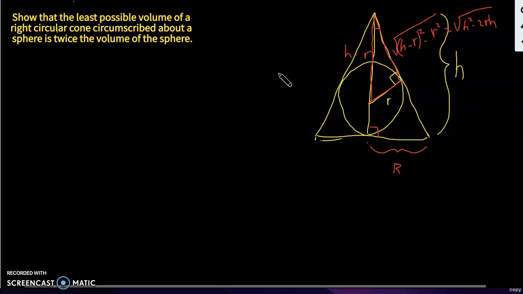And we need to get the volume of the cone as a function of a single variable, and then use calculus to minimize that function. So let's get started by writing down the volume formula for the cone. It's V equals 1/3 pi R squared times h. But we need this as a function of a single variable.